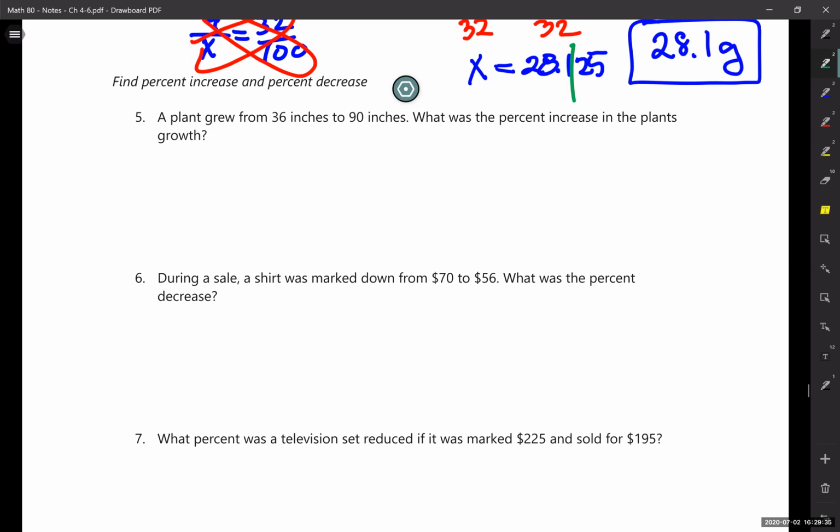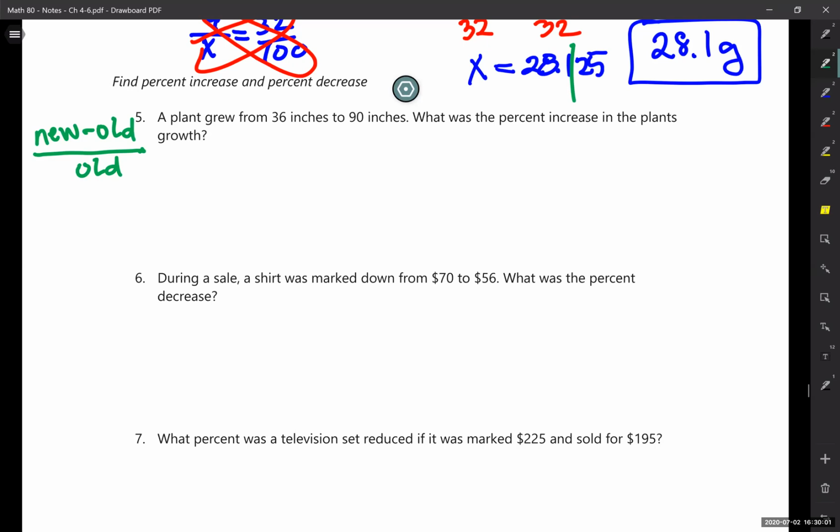Okay, so we want to know how much it went up or down from the original value. So the formula is going to be the new number minus the old number over the old number. So where did it start? Where did it end? And we're going to divide it over the original number.